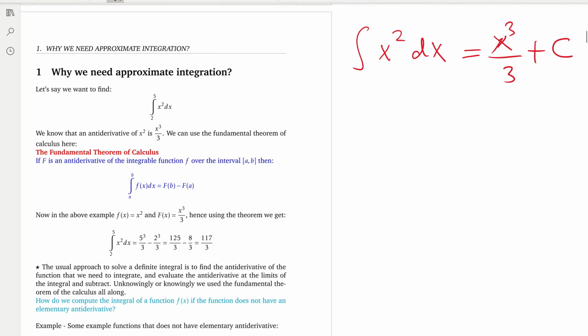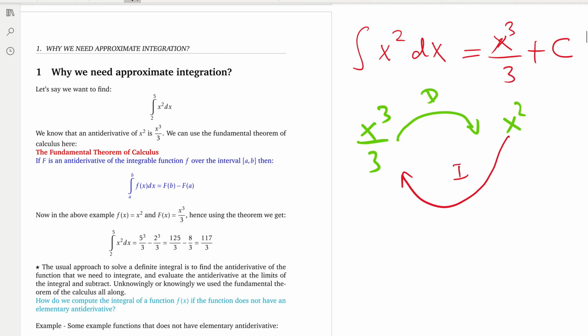Now let's think about this. Differentiation and integration have an interesting relationship. If you differentiate x cubed over 3, you're going to get 3x squared over 3. The 3s cancel out, and you get x squared. We already saw that if you integrate x squared, you get x cubed over 3. So you can see integration and differentiation as opposite operations, like addition and subtraction, or multiplication and division.